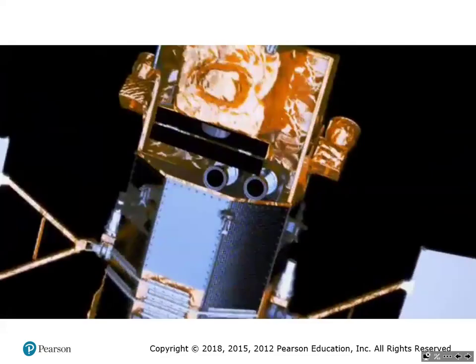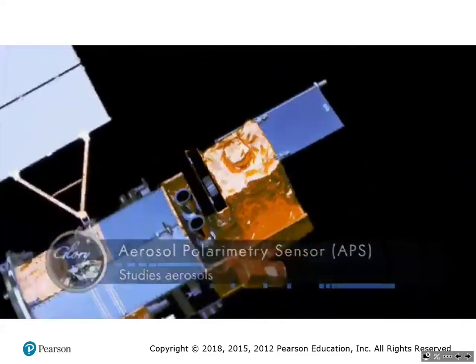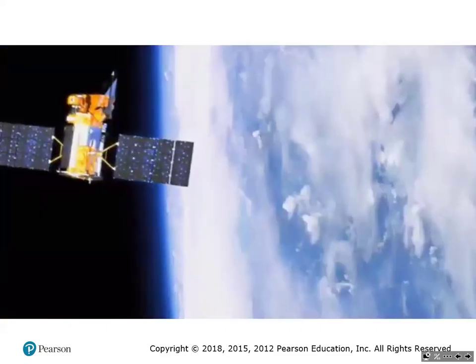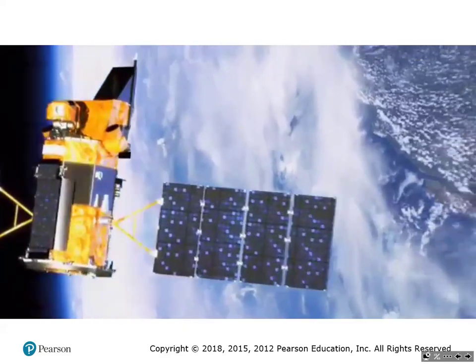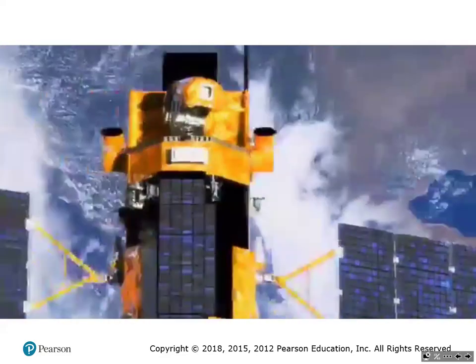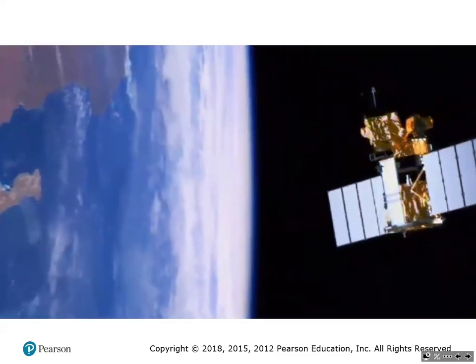And that's the purpose of the aerosol polarimetry sensor, which will fly as part of the GLORY mission. We are not interested so much in their total number as how they are distributed, because their distribution affects local climate, and that's why we need to know this distribution with very high accuracy.